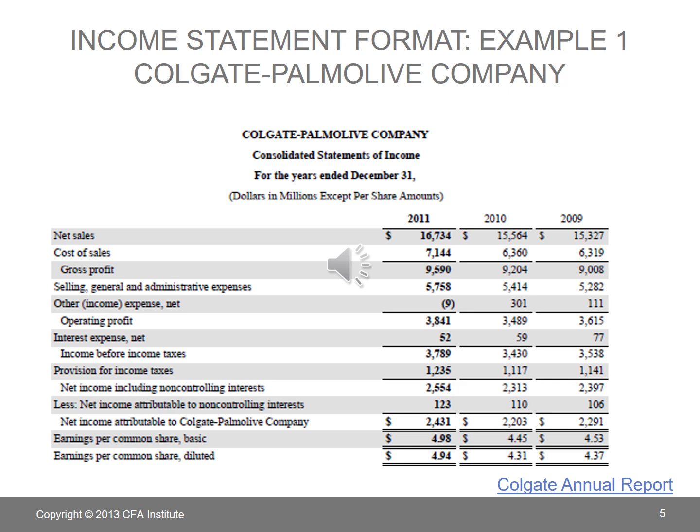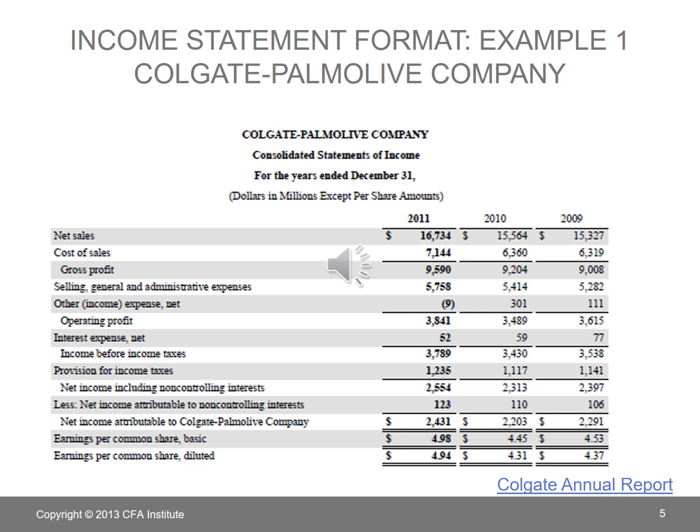Colgate includes operating items other than selling, general and administrative expenses in a single line labeled other income or expense. Okay, the 9 million in 2011 means that Colgate had other operating income of 9 million in 2011 compared with other operating expense of 301 million and 111 million in 2010 and 2009 respectively. The footnotes to the financial statements shown on subsequent slides provide additional information about each of these line items. Below operating profit, Colgate shows interest expense of 52 million for 2011.